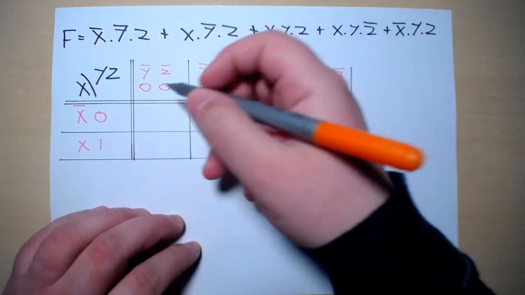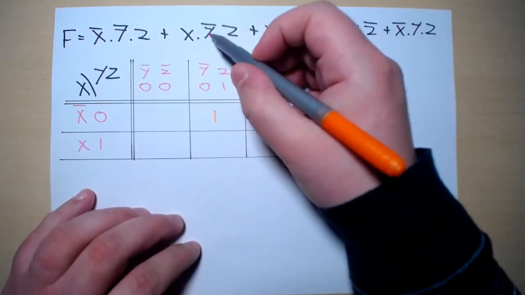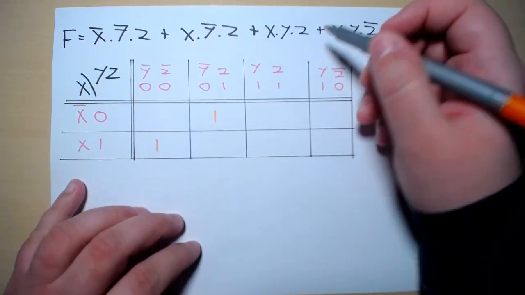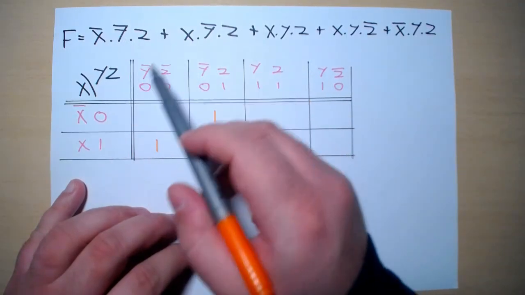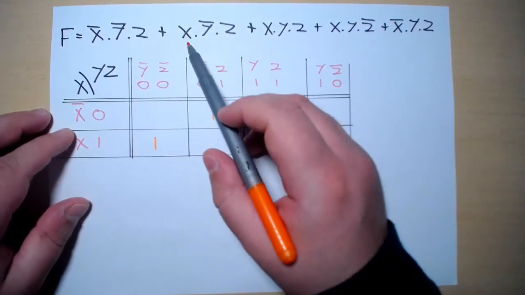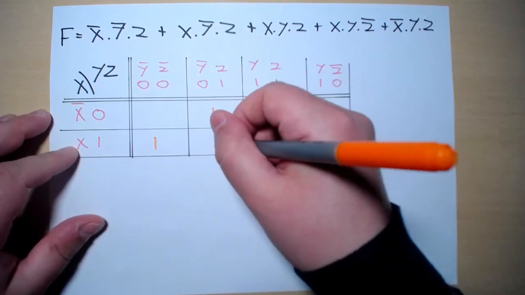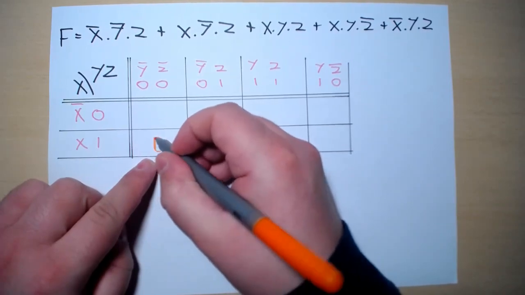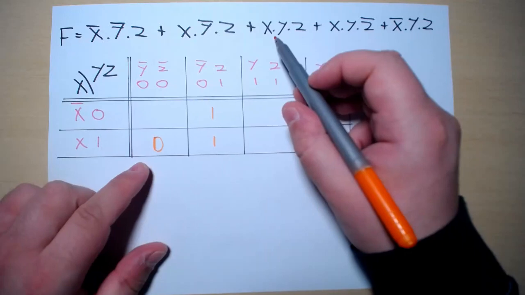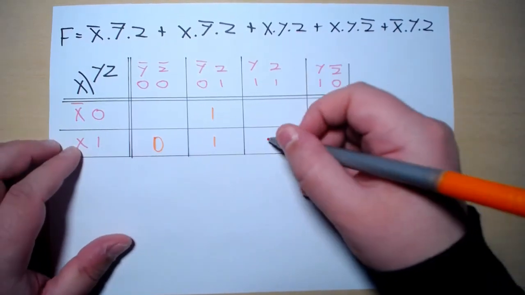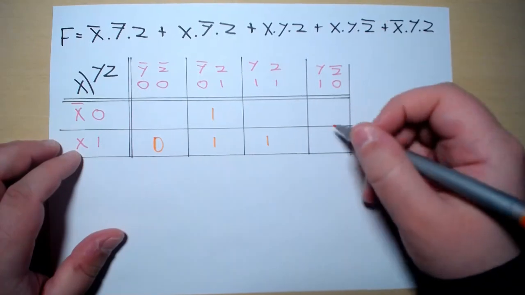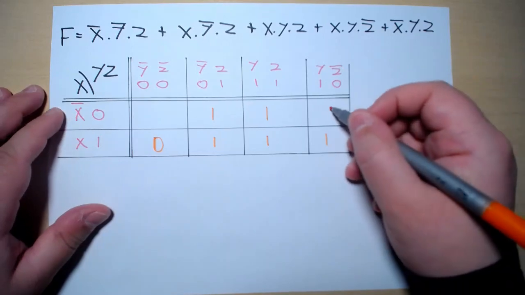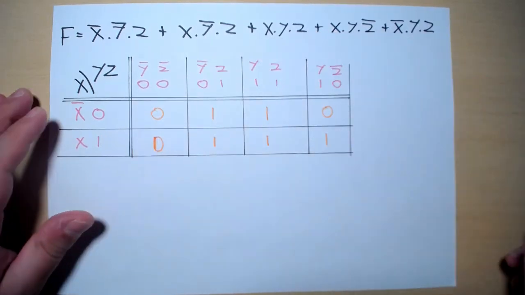So I have 001, 100, 001. So X not Y not Z, X, Y not Z. So this is wrong. This has to be 0, 1, 1, 1. So X, Y, Z, X, Y, Z not, and X not Y, Z. We'll fill the others with zeros.